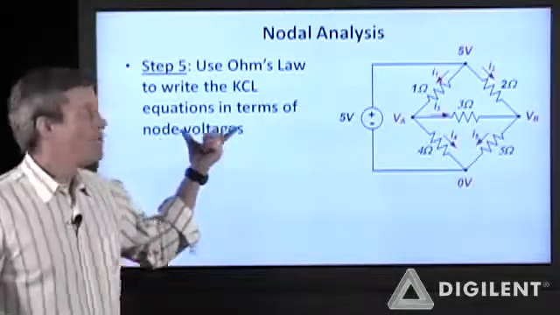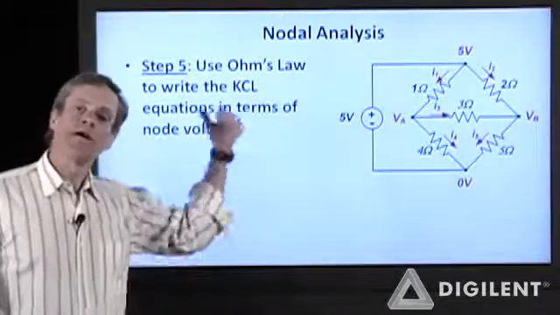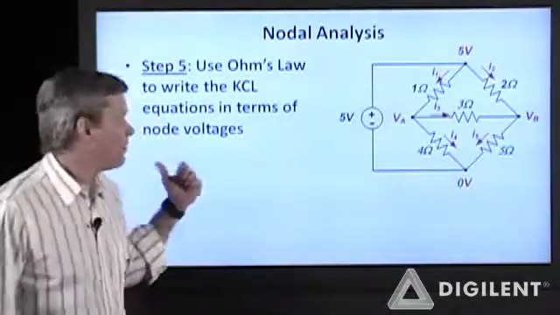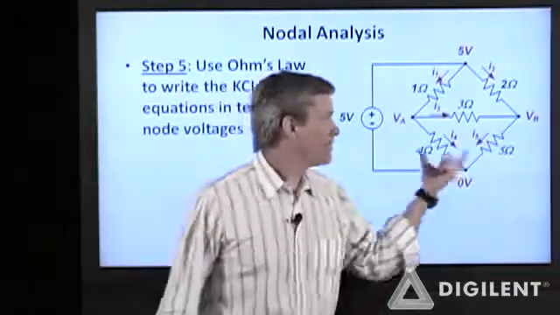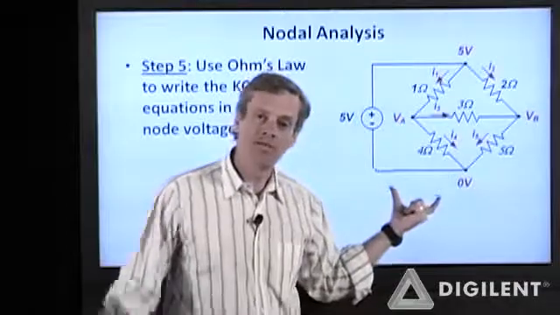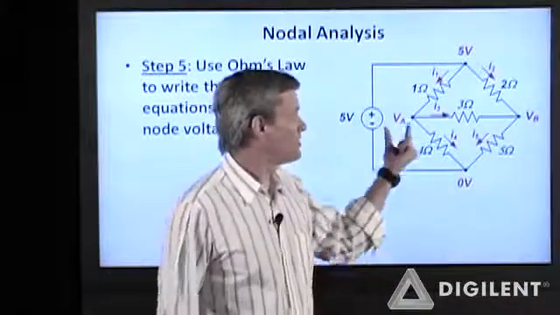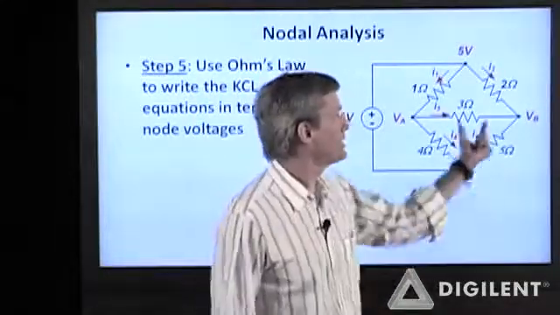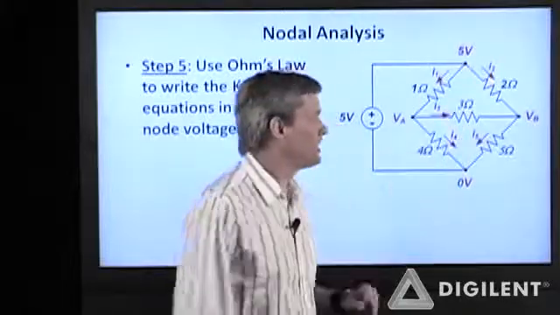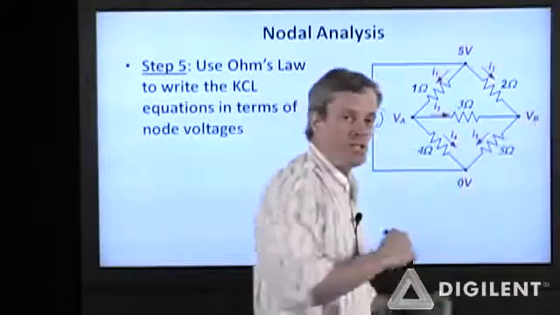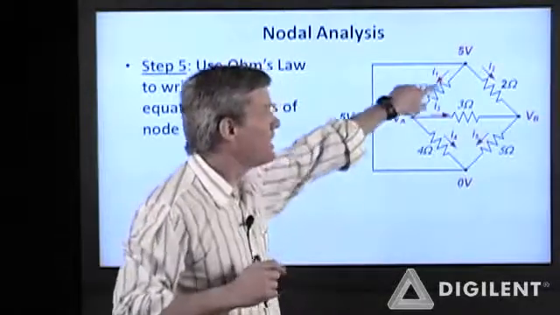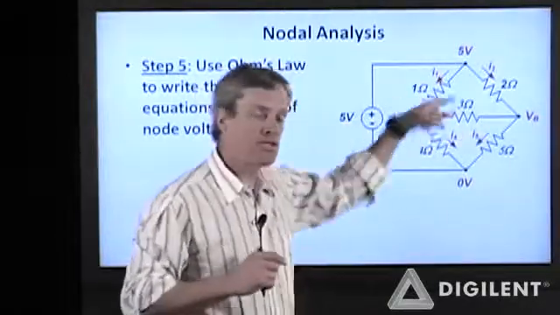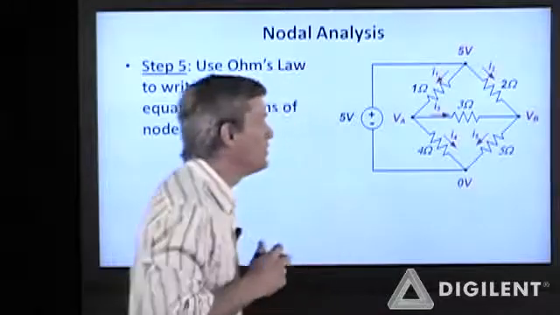Step 5. We're going to use Ohm's law to write our previous KCL equations in terms of the node voltages. Okay, I've accumulated in red my information from the previous slides, which tells me what my reference voltage is, this dependent voltage is, my independent voltages, VA and VB, and what I've assumed as far as all of my currents. Now I'm going to write these currents in terms of the voltages at the nodes.